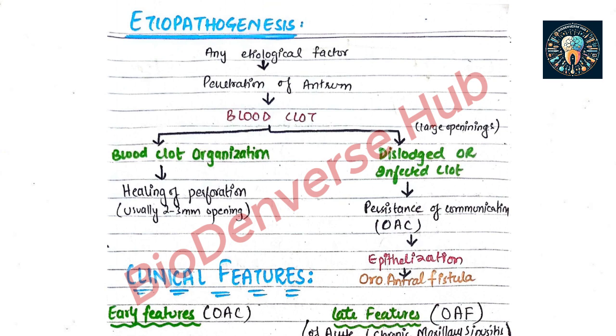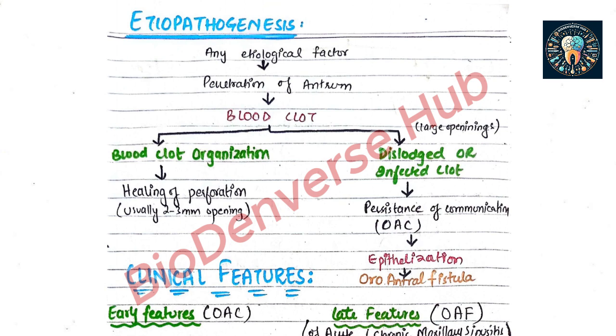But if there is a very large opening, the blood clot that has been formed will be dislodged or it will get infected, and it will result in the persistence of this opening and persistence of this communication. That will eventually lead to the epithelialization of the tract, and that will lead to the formation of oro-antral fistula. So this was the etiopathogenesis of oro-antral communication and fistula.